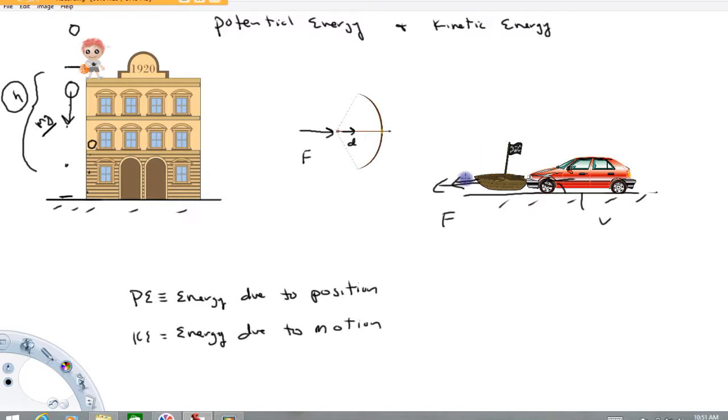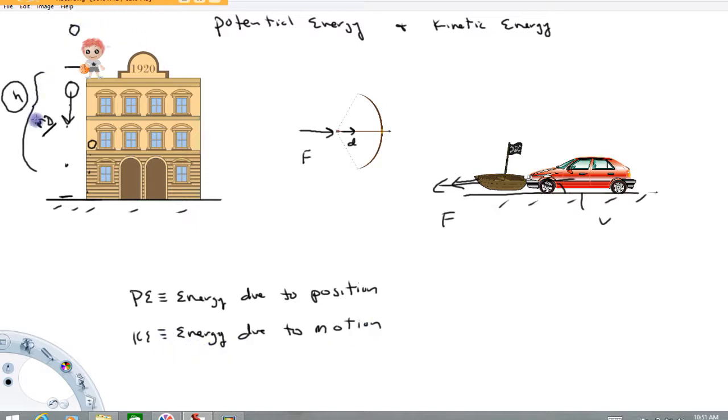So there's really two different types of energy present. There's what's called potential energy, which is defined like this. This is how I define it. Potential energy is defined as energy due to position. And we also have, in the case of the car, what's called kinetic energy. And here's how I define kinetic energy. Kinetic energy is defined as energy due to motion.